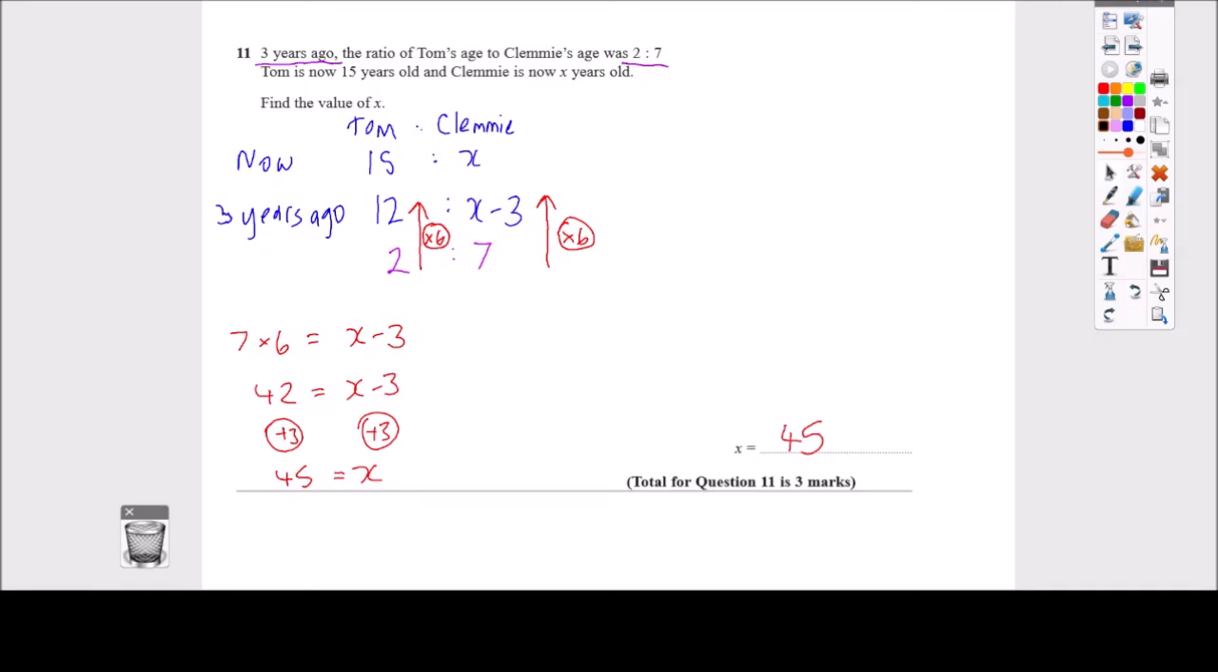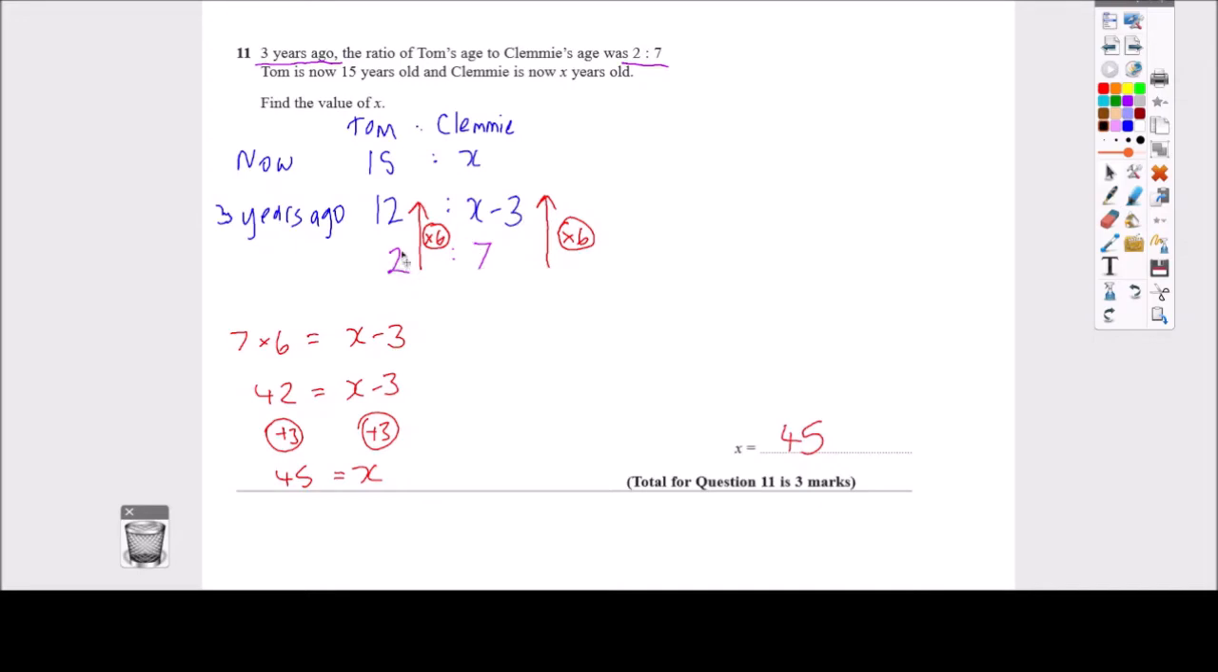Question 11. Now, I think this is quite tricky. Let's think about the ratio of ages now. So Tom to Clemmy, Tom is 15 years old and Clemmy is X. Now, 3 years ago, let's just take 3 away from each of these. Tom is obviously 12, 3 years ago, 15 take away 3. And in terms of X, Clemmy's going to be X minus 3. Now, we're told that 3 years ago, the ratio was 2 to 7. So 12 to X minus 3 is in the ratio of 2 to 7.